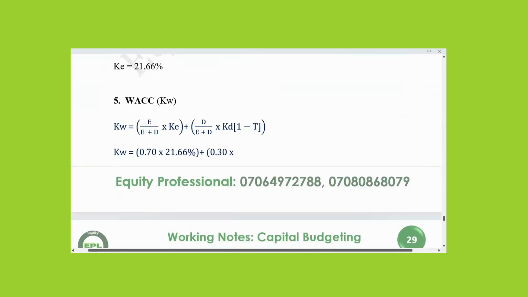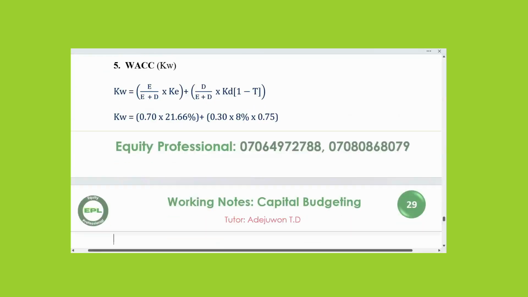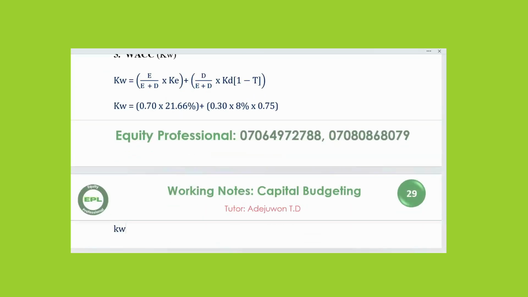So multiply by 8%, multiply by 1 minus tax. 1 minus tax is 0.75. So give me from the left, please. What do you have? 15.162. So yeah, 15.16, 2 decimal points. Then plus the one on the right, 0.3 multiplied by 8 multiplied by 0.75. What do you get? 0.018.